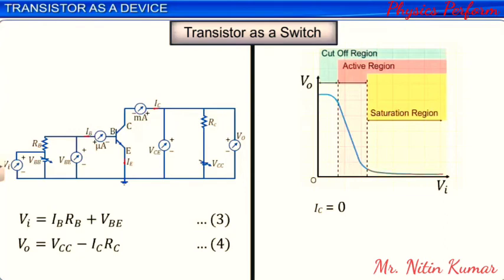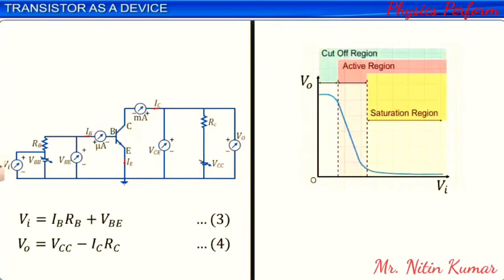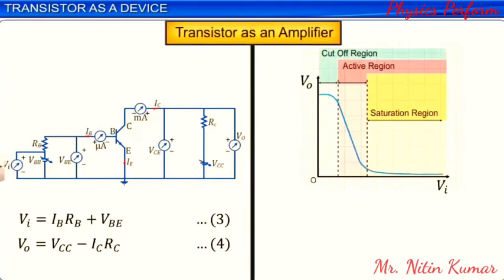Let us now discuss the transistor as an amplifier. To discuss the transistor as an amplifier, we use the active state of the transistor. In the active region of the transistor, the output voltage VO decreases linearly with an increase in the input voltage Vi.